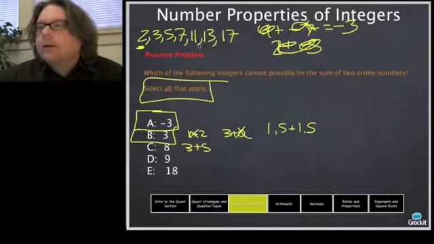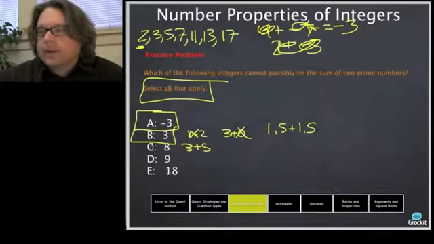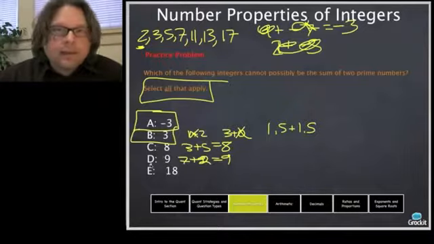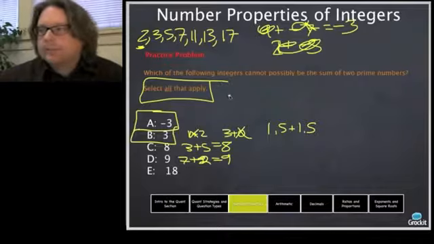In theory, they're infinite. But knowing these first few, especially the ones up to 10 or 11, really makes your life easier. So 8 could be 3 plus 5, 2 numbers on our list. D, can we get 2 numbers on our list to be 9? Well, 7 plus 2, that's 9. 7 plus 2 equals 9, 3 plus 5 equals 8. So since it can be the sum of 2 prime numbers, it can't be the right answer.